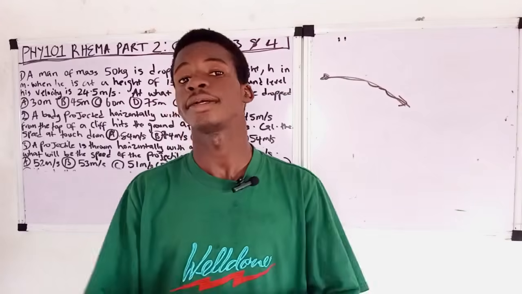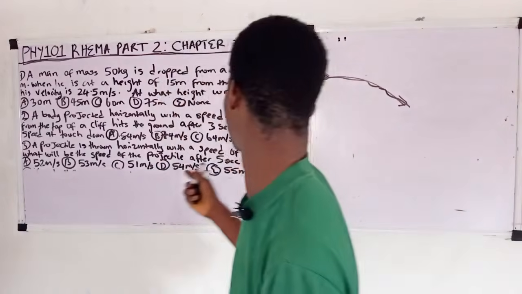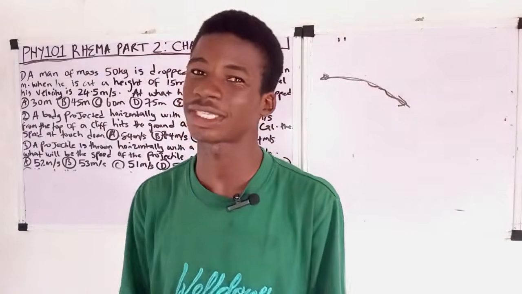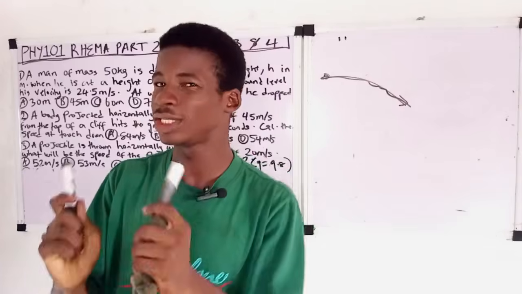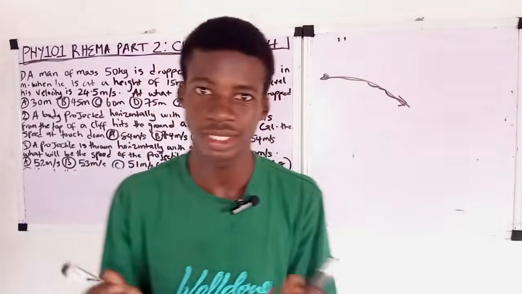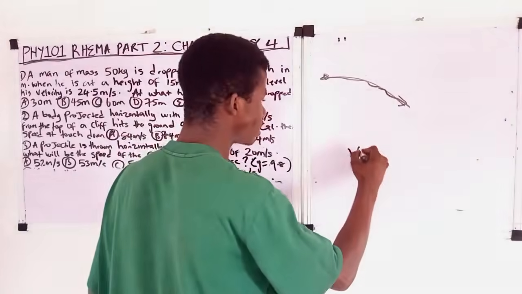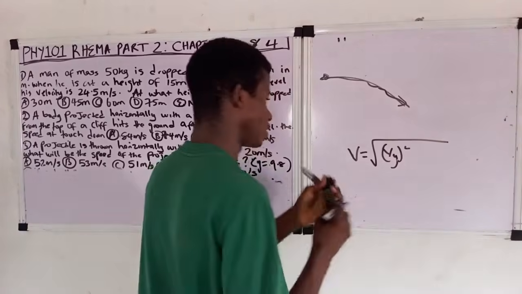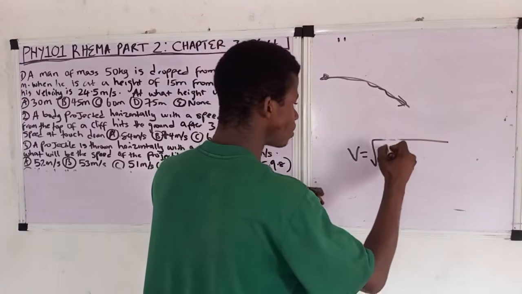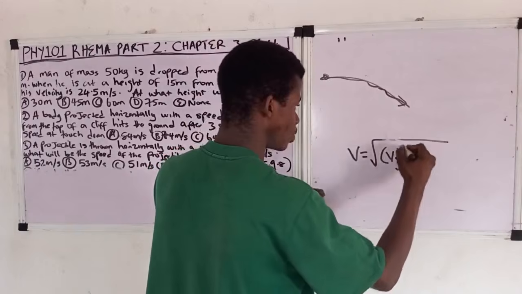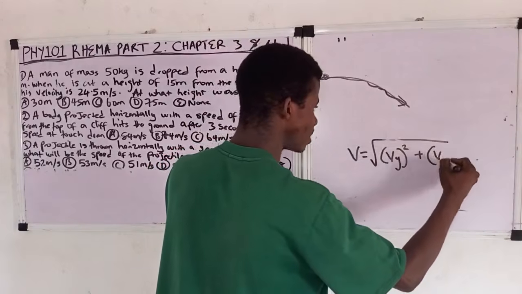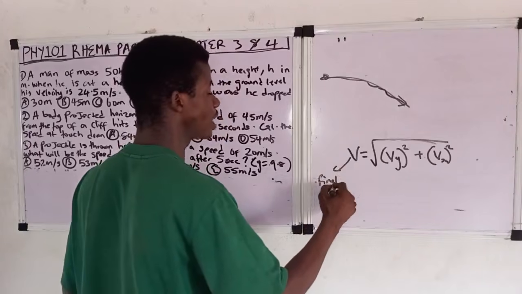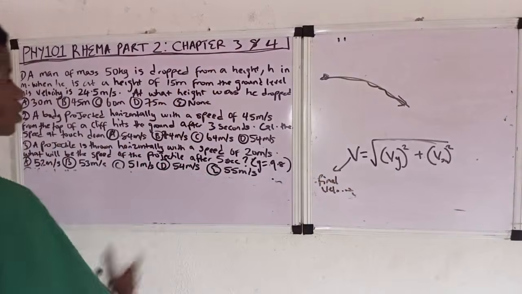So let's continue. Now, what will be the speed of the projectile after 5 seconds? This speed or velocity they tell us to look for is known as the final velocity. And the formula we use for final velocity: final velocity is equal to what? Square root, bracket open, vy square plus vx square, bracket close. So this velocity is known as the final velocity. That's what they are telling us to look for.